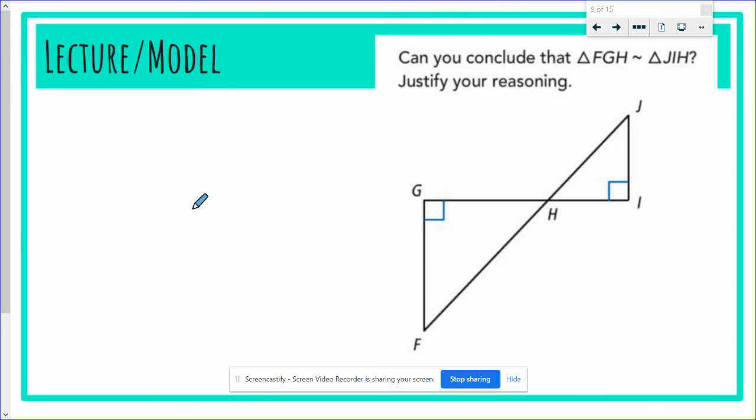All right, can you conclude FGH is similar to JIH? I'm looking here at angle H. Those are both congruent because they are vertical. So angle H is congruent and they each have a right angle. G and I are also congruent, so they do have two sets of congruent angles, meaning that J and F are also congruent, because if the first two angles are congruent, so is the third. They are similar triangles with a dilation. The sides are proportional and they have congruent angles.